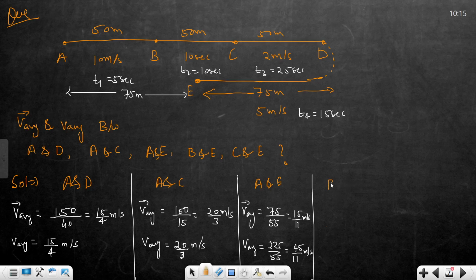Between B and E, when we move to B and E, tell me, what will happen here? Between B and E, the last one is C and E.